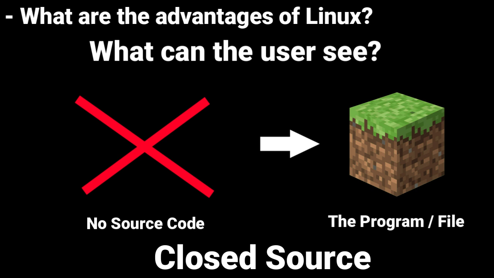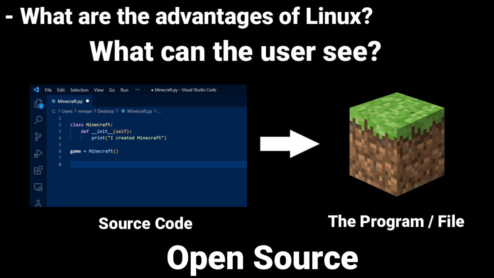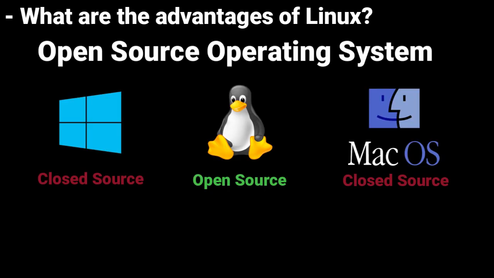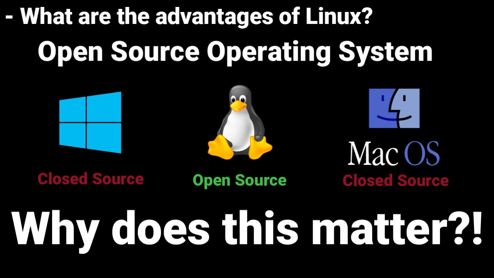If you do not have access to the source code, this is referred to as closed source. If you do have access to the source code, this is referred to as open source. And this is the same for operating systems. They are also written in code. Some are closed source and some are open source. But again, why does this matter?